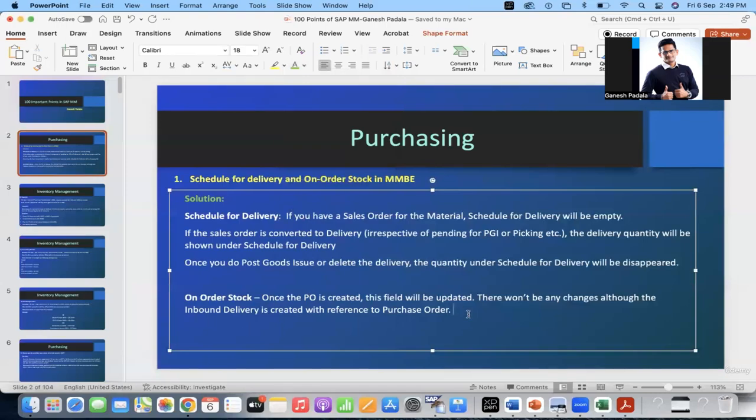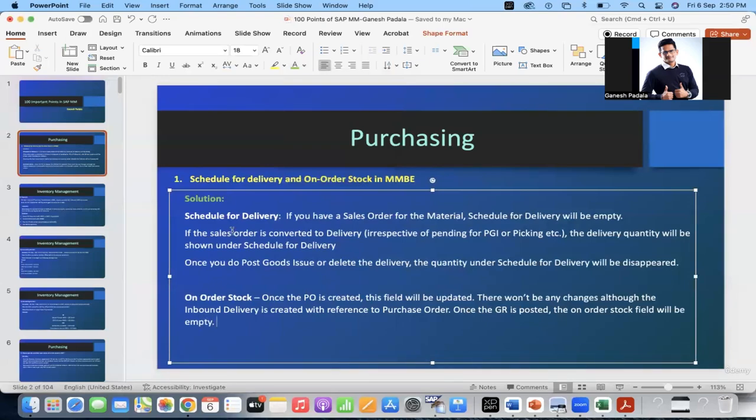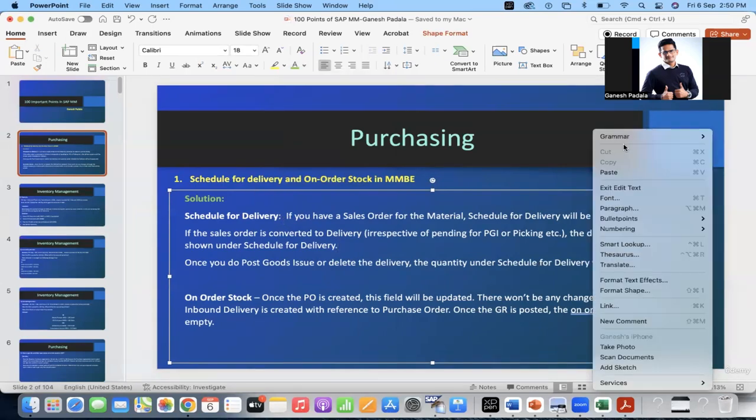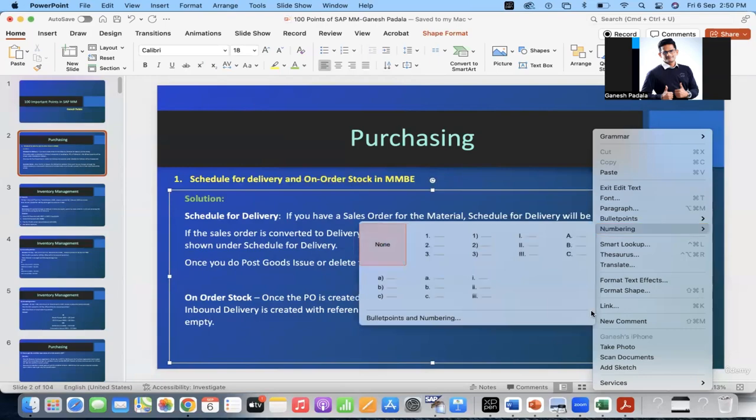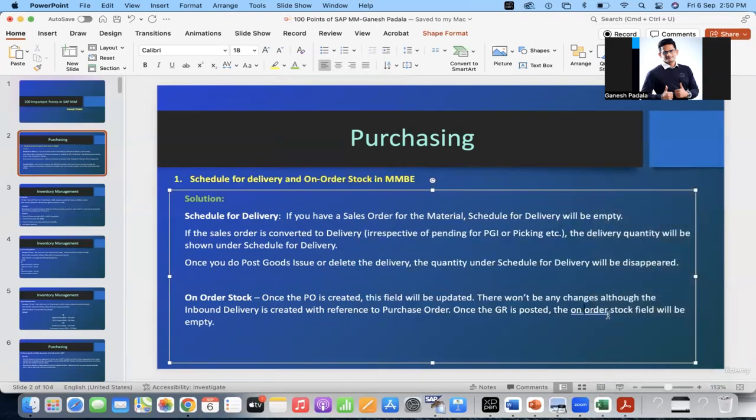So once the GR is posted, the on order stock field will be empty. Okay, so that's the thing we are going to see now: what is scheduled for delivery and what details we are going to check. So let us go and check now.